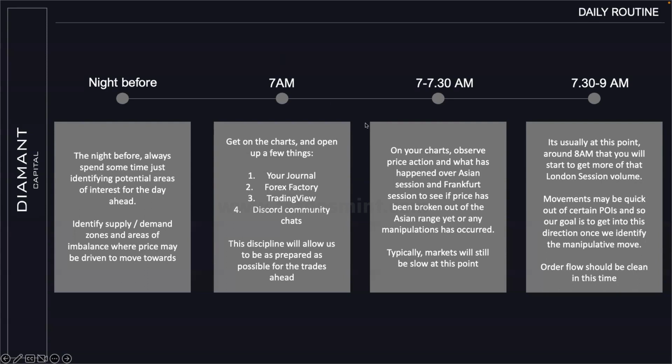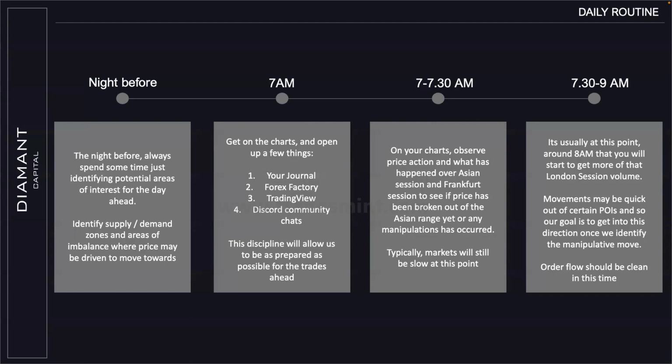So first thing I do when I do get on the charts and open up my laptop, first thing is get out your journal. So you're going to be needing that for the day ahead. If you do get into any trades, you really do want to be keeping that in an Excel sheet. Or for example, at times I do use PowerPoint just because it's a bit more visual. Secondly, Forex Factory. That's the first website that you do open. It's going to be monitoring pretty much the news events that are coming for the day ahead.